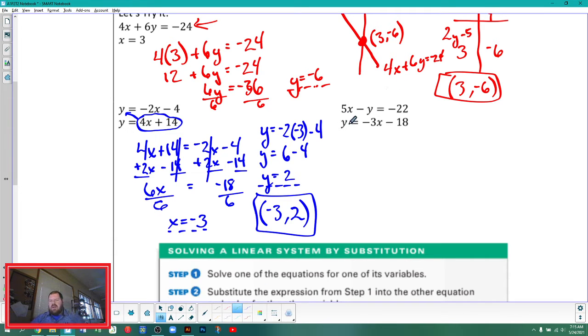On the next one, I already have one equation solved for y, and I'm going to use that. I'm going to put this into this equation for y. So it's going to start off looking a little bit ugly because I have 5x minus negative 3x minus 18 equals negative 22.